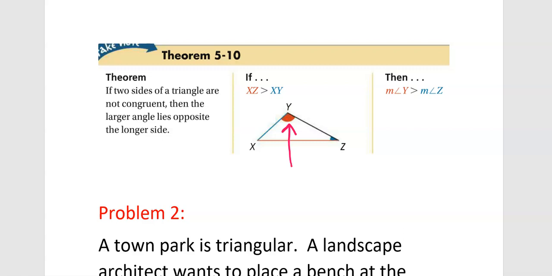Okay, so we're going to kind of use that. And you can put them in order. You can just say this one's bigger than that one. You can do kind of a lot of things with this one.